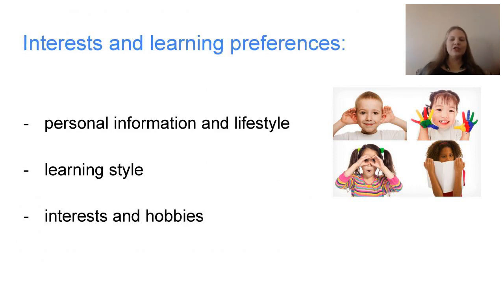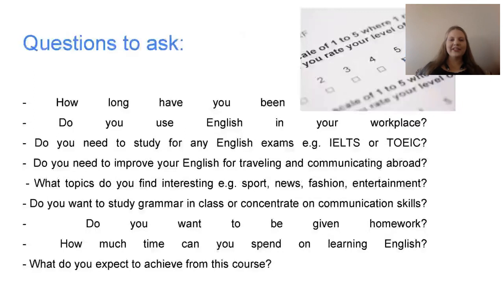Another quicker way to find out about your students' interests and learning preferences, if you can't have a one-on-one chat, is to give them a questionnaire in the form of a test. So in this case, a test would work just fine. I've mentioned the one-on-one chat that you might want to have with your student at the beginning of the year quite a lot. And here are some questions that you may wish to ask your student.